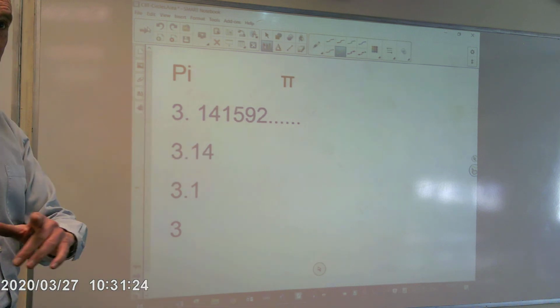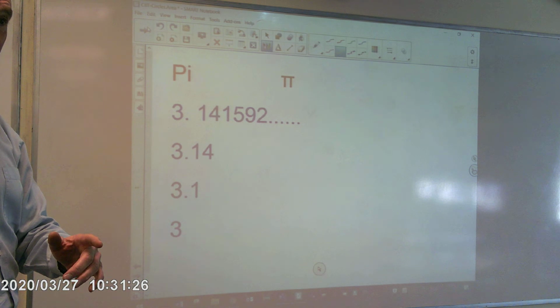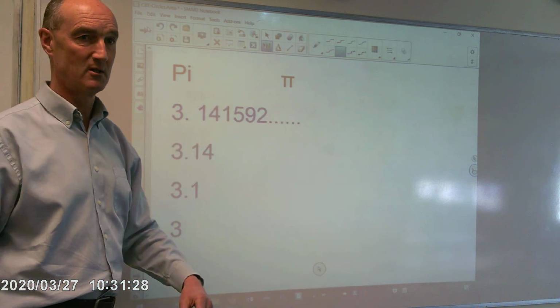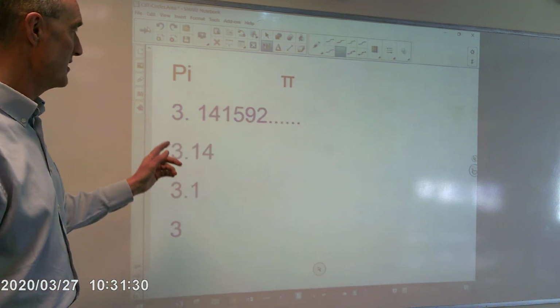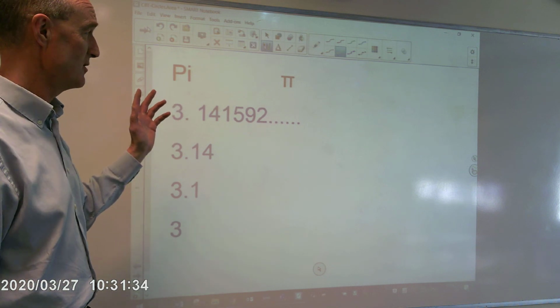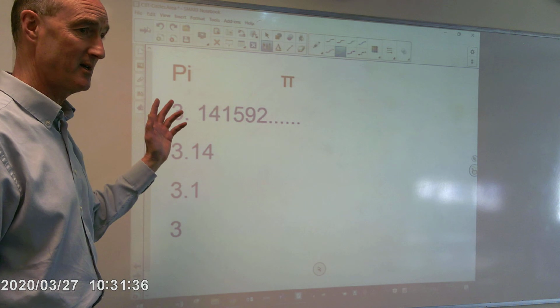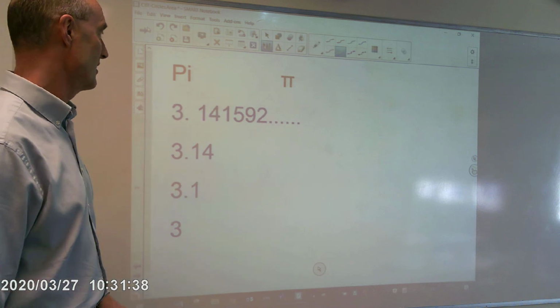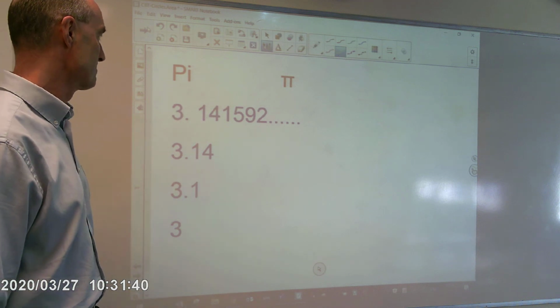The most I've ever heard anyone recite pi to was 100 decimal places, which a girl in year 9 was able to do one lunchtime. Got a £25 Amazon voucher for doing that. 100 decimal places for pi.